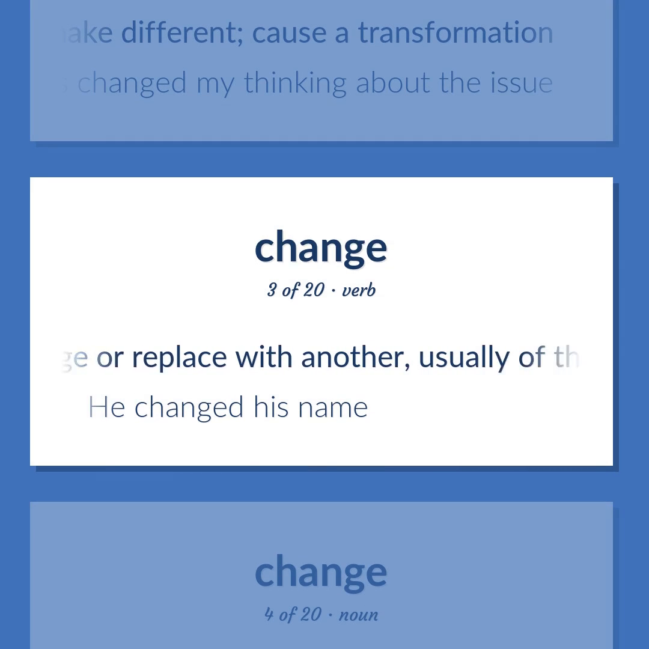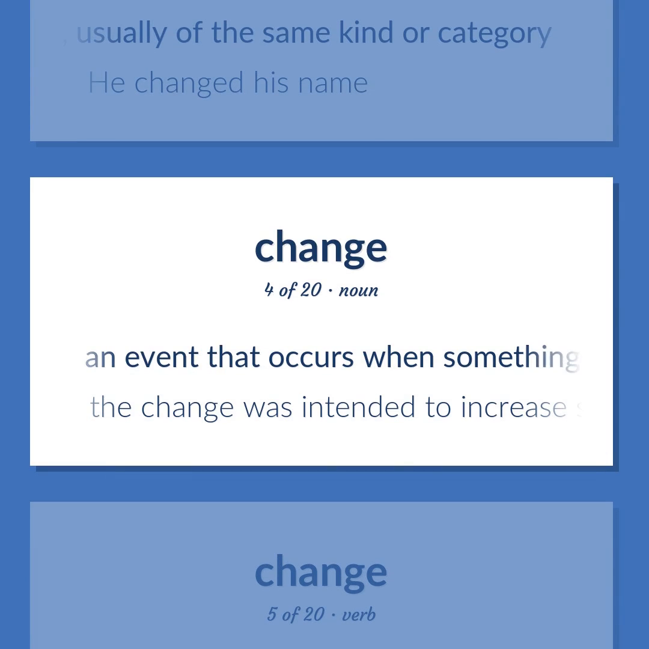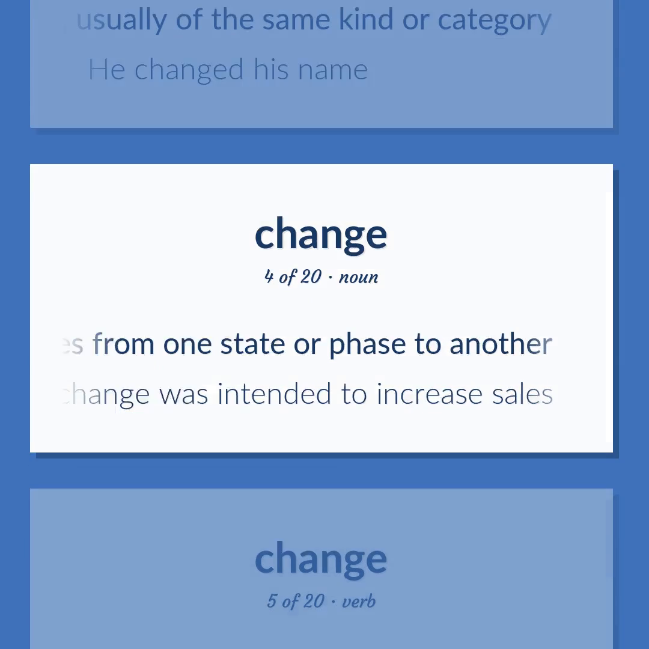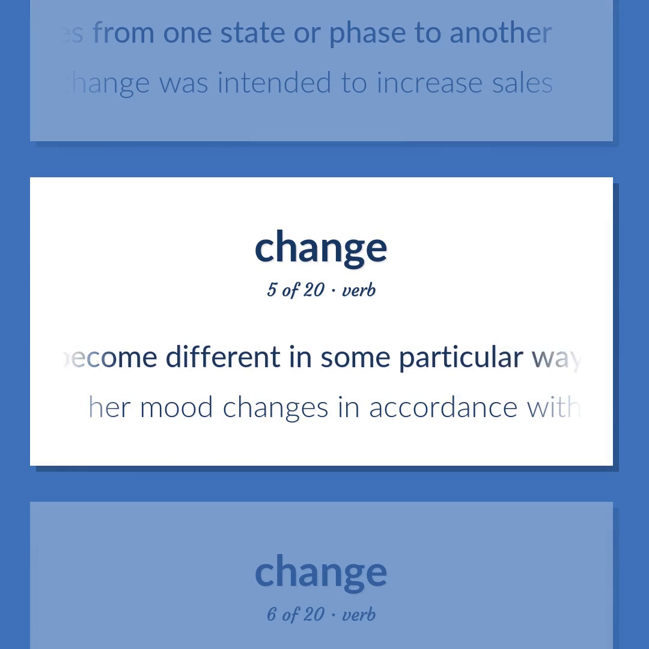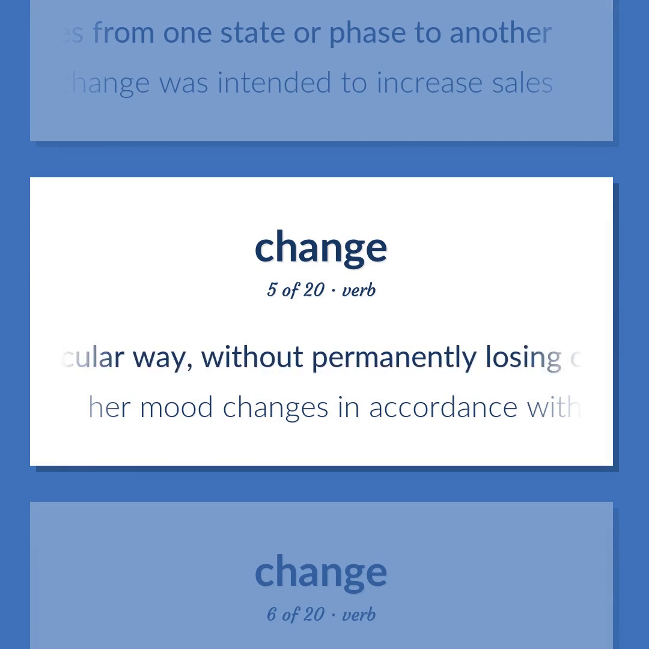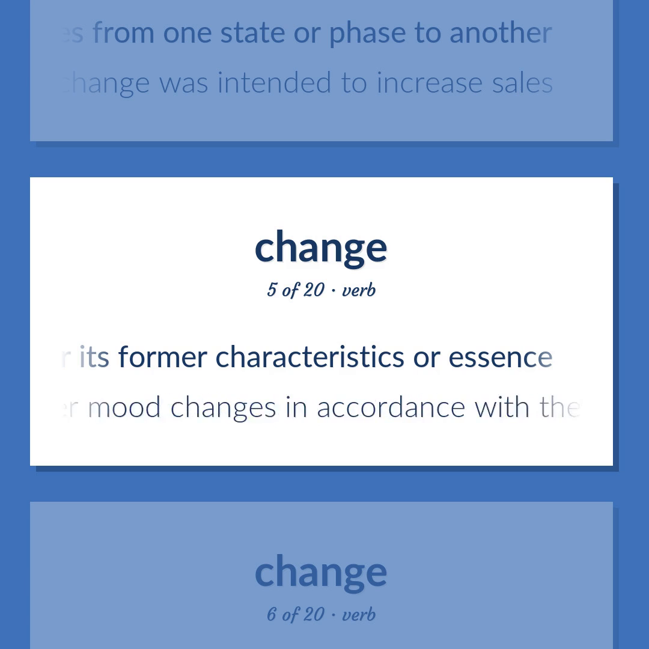Exchange or replace with another, usually of the same kind or category. He changed his name. An event that occurs when something passes from one state or phase to another. The change was intended to increase sales. Become different in some particular way, without permanently losing one's or its former characteristics or essence. Her mood changes in accordance with the weather.